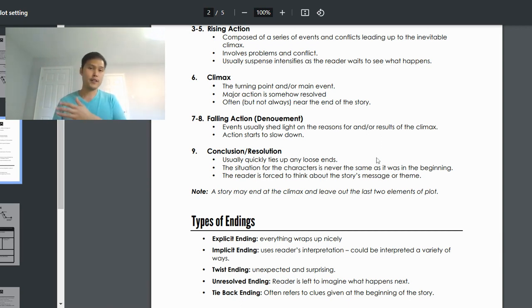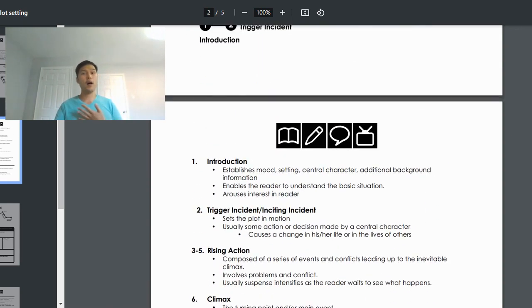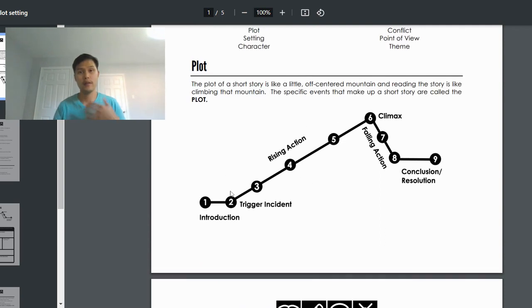So the idea is that the conclusion ends and a general plot follows these elements, these categories. Number 1, introduction. Second is trigger incident, a series of rising actions. Then there's a pinnacle climax, falling action, and then a conclusion.